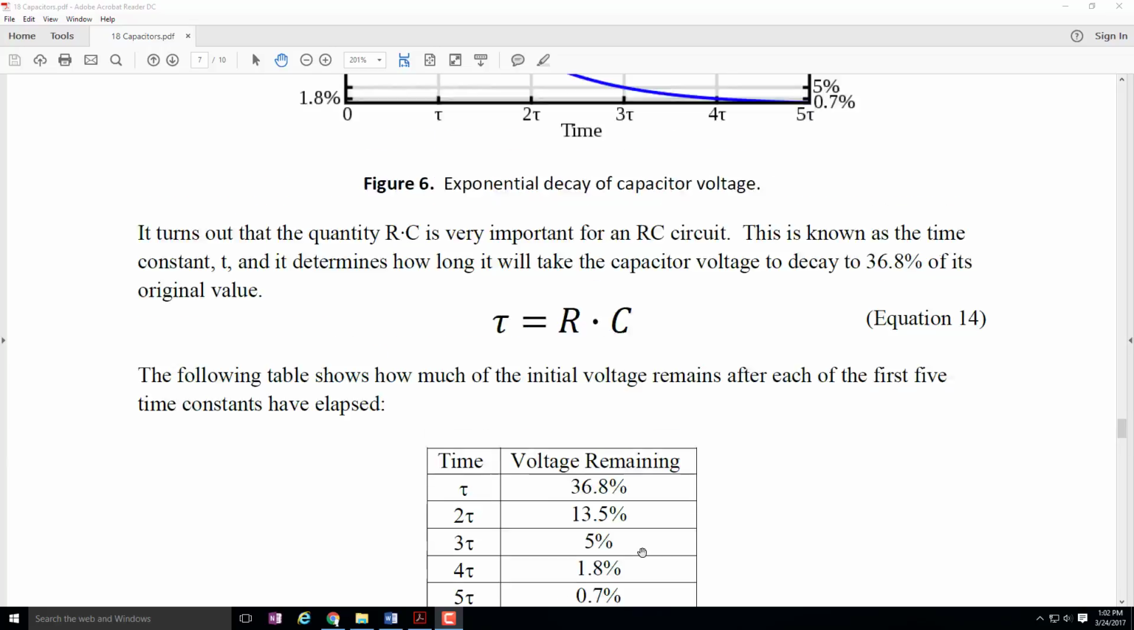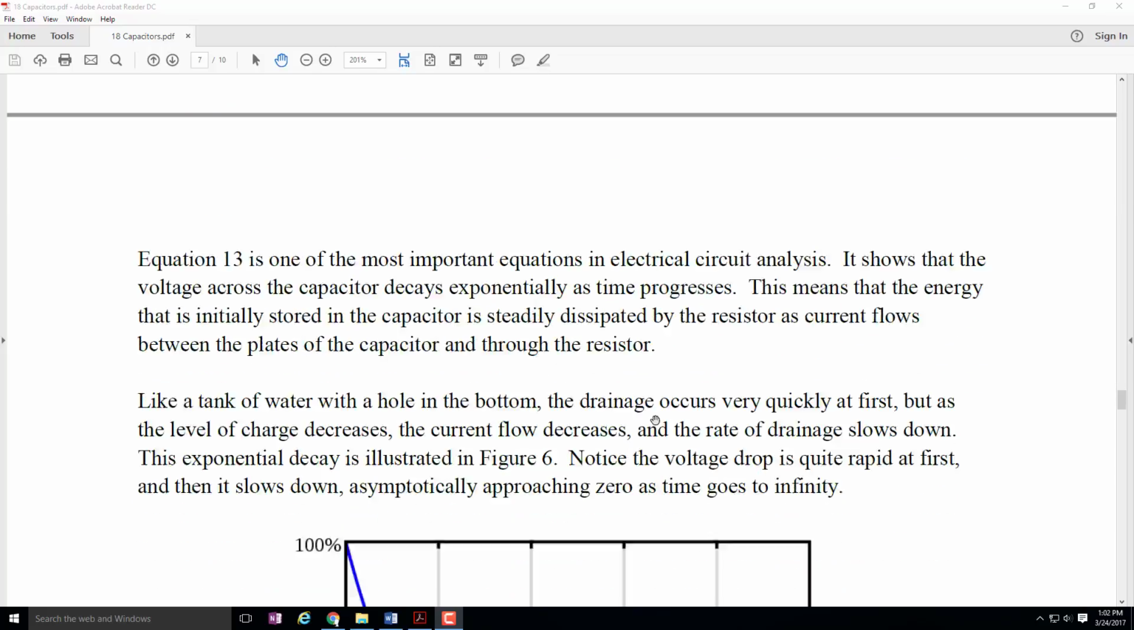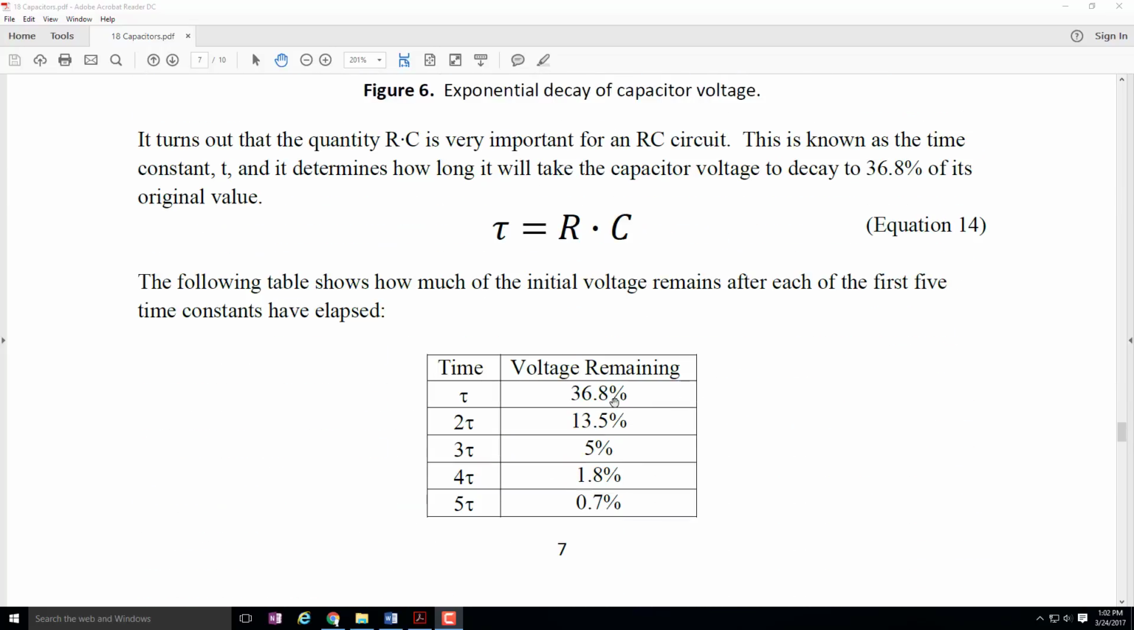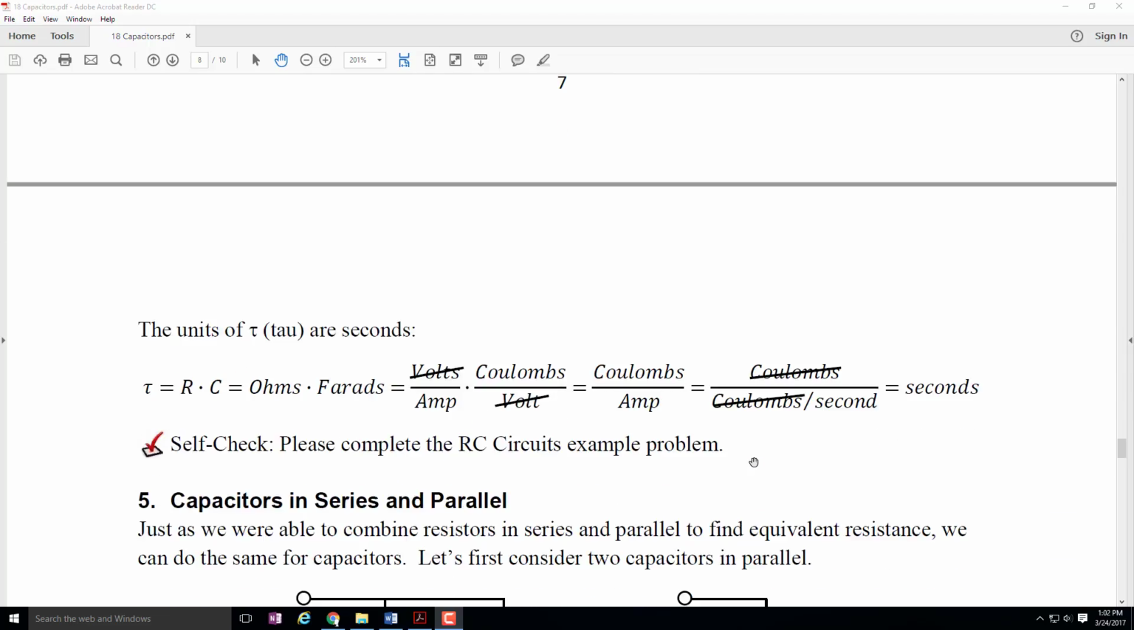By the way, everything in that table came from equation 13. Because if I plug in t equals RC, that's going to be after 1 tau. And v sub 0 e to the minus RC over RC is e to the minus 1. And that's where you get this 36.8%. And after 2 tau and 3 tau and 4 tau and 5 tau. Of course, it continues, 6 tau, 7 tau, 8 tau, but we just don't tend to show that.